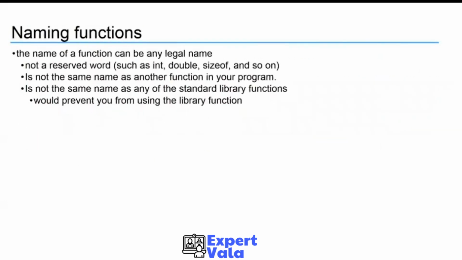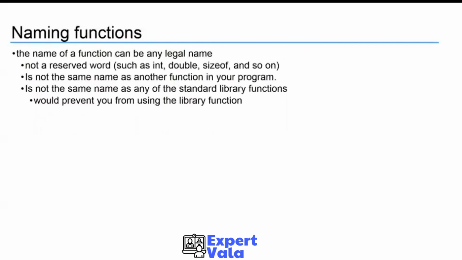Naming functions: the name of a function can be any legal name, just like when you are naming a variable. You cannot use reserved words, which are keywords in the language such as int and double because they represent data types, or sizeof, which is an operator. You also cannot have two functions with the same name. This is sometimes referred to as function overloading, but overloading is not supported in C.